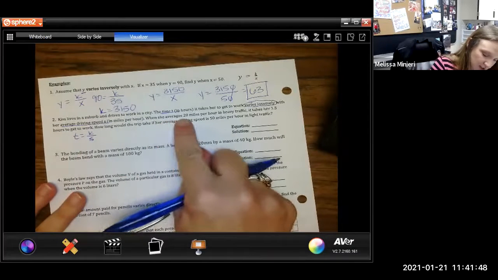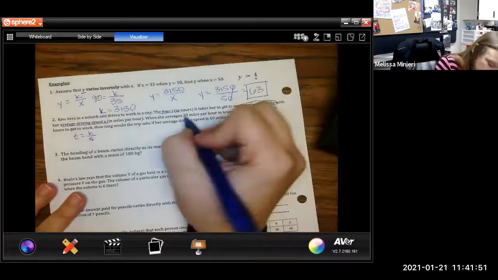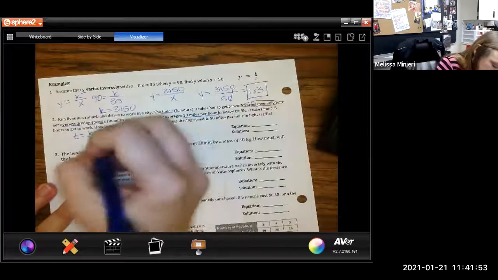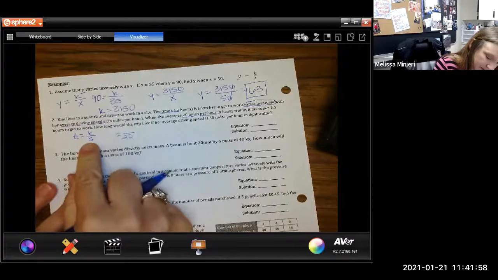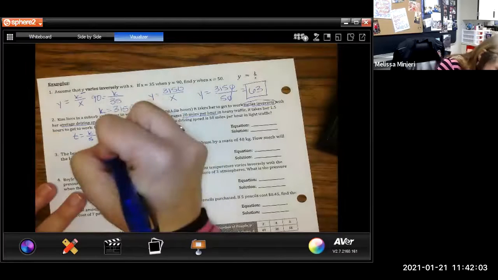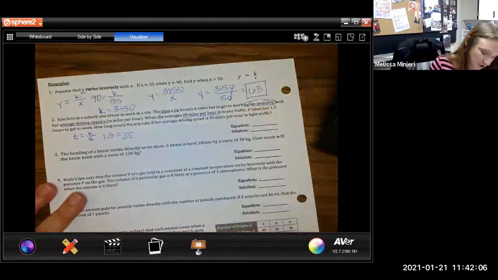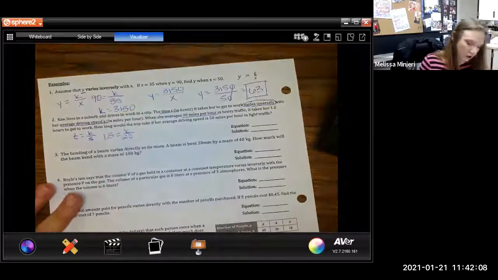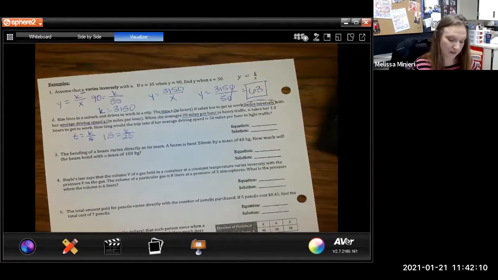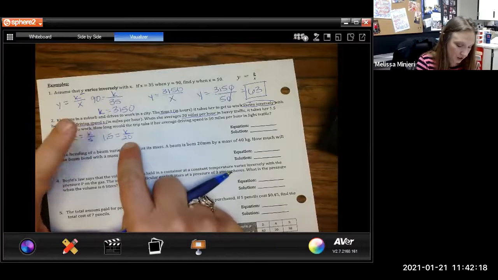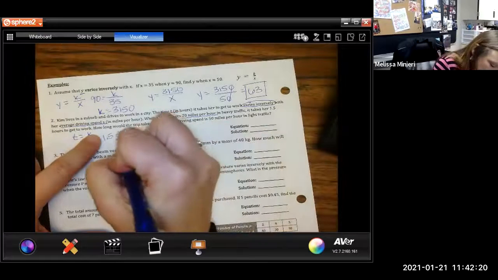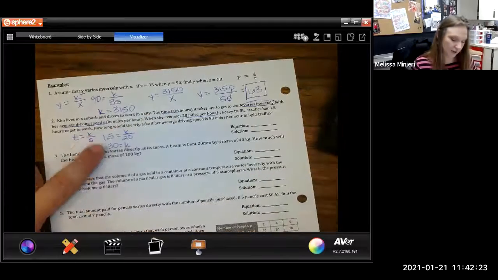So when she averages 20 miles per hour, that's a speed, I'm plugging 20 in for the s. It takes her 1.5 hours, that's a time, to get to work. How long would the trip take if her average driving speed is 50? So remember, our first job is to figure out what the constant is. So I'm going to multiply these two together. 1.5 times 20 is 30.